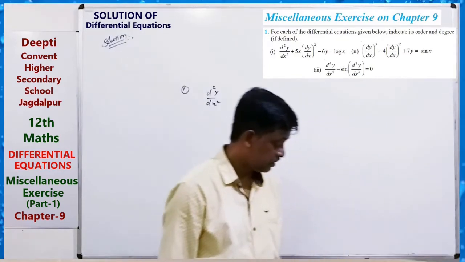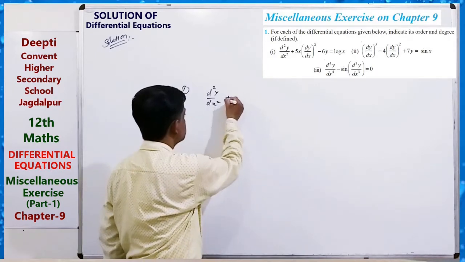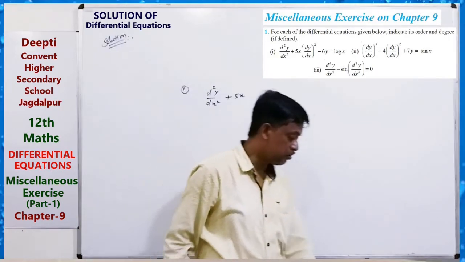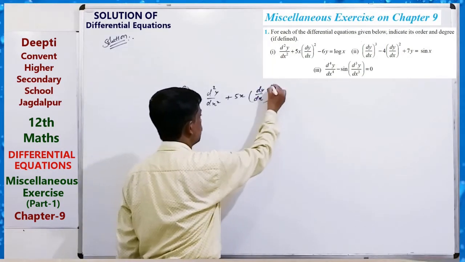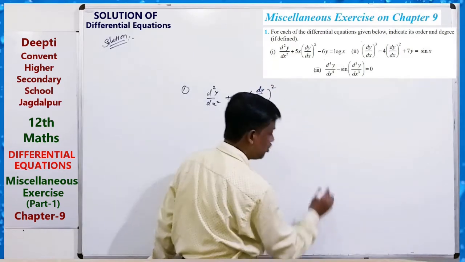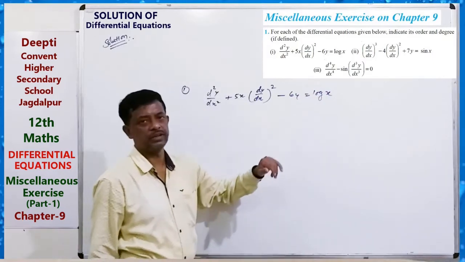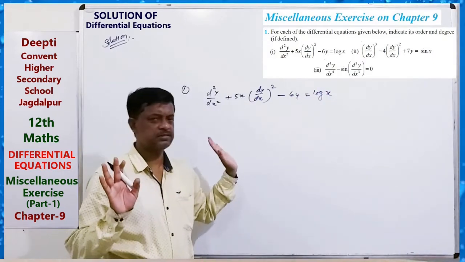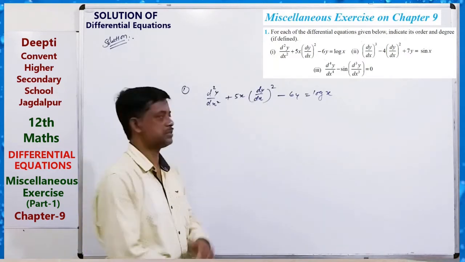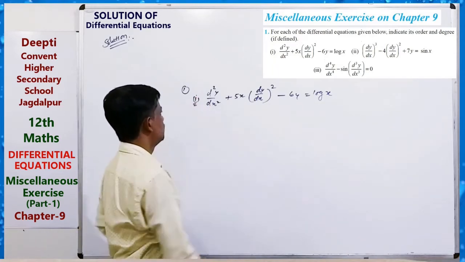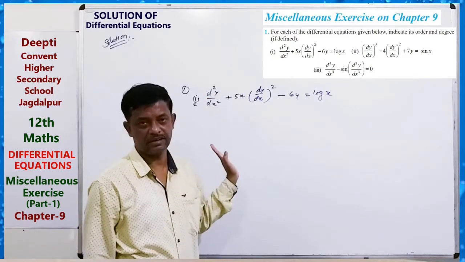First question: d2y by dx square plus 5x (dy by dx) square minus 6y equals log x. Here it is clear that in this differential equation the highest order derivative present is second order. So the order is second.